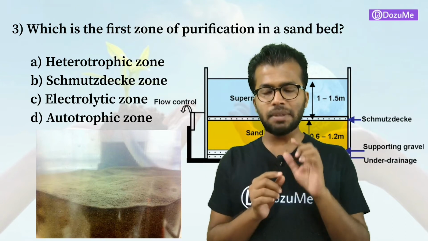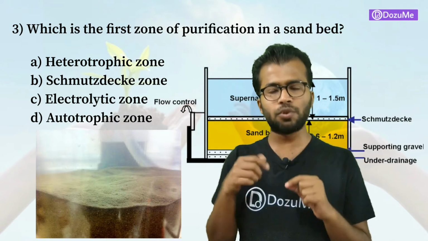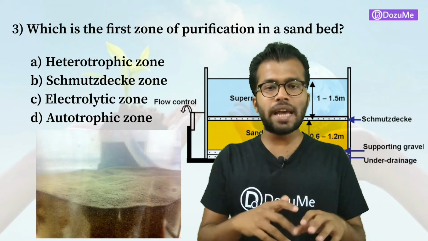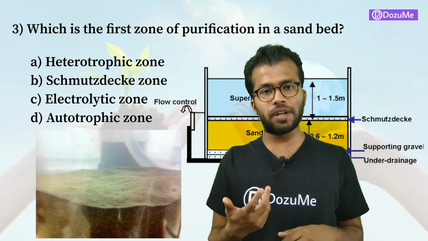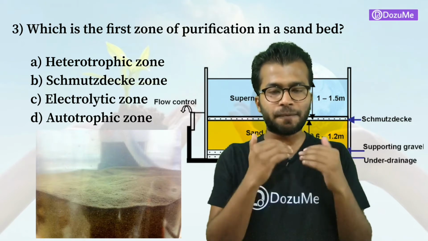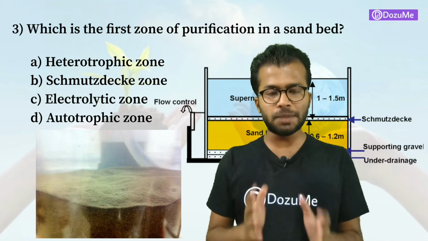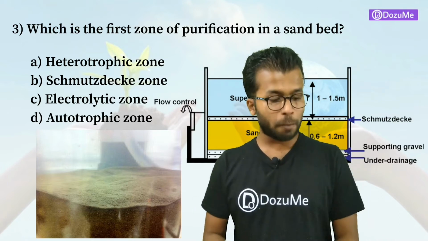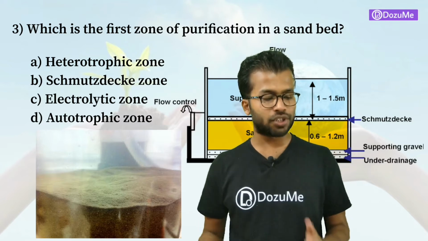Basically, this layer may be thick, up to 3 cm to 5 cm, and after a few weeks it functions like an extra filtration layer over the sand bed. It is basically the first layer of purification, which filters 60 to 80% of impurities. So option B will be the correct answer, osmotic zone.